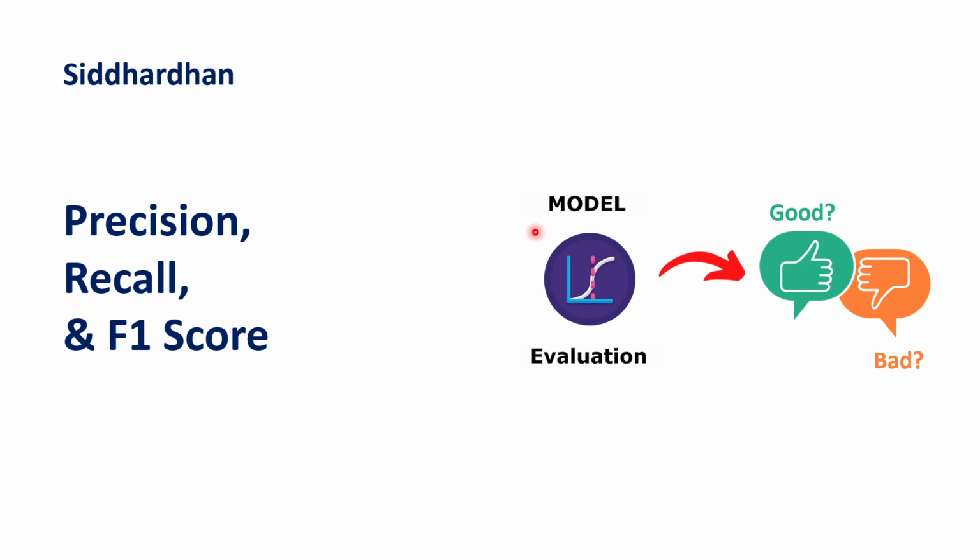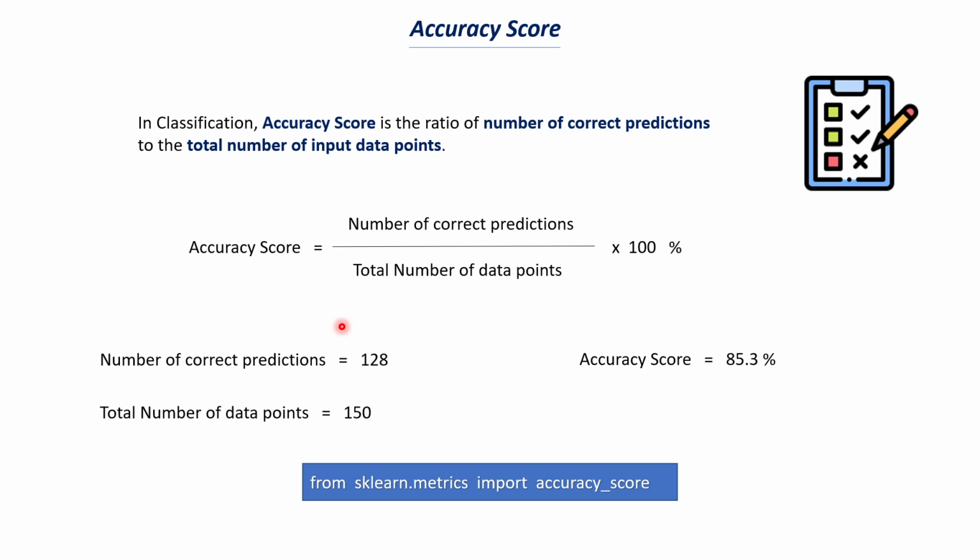As I have told you, these are some of the important model evaluation techniques that we have, which are used to tell us whether a model is good or bad, whether the performance is good or not that good. So this is the importance of precision, recall, and F1 score. Before diving into these topics, I'll give you a quick recap of what we have seen in accuracy score and confusion matrix. If you want to get a clear understanding of this topic, please watch the previous video. I'll also give the link of that video in the video description.